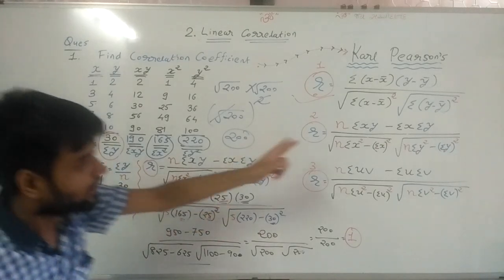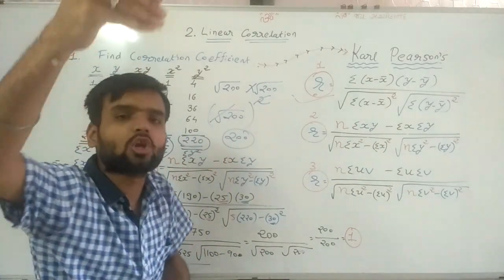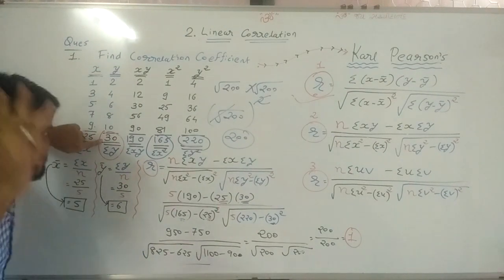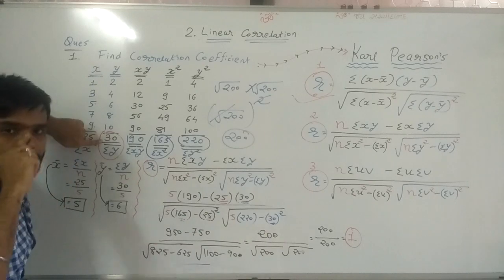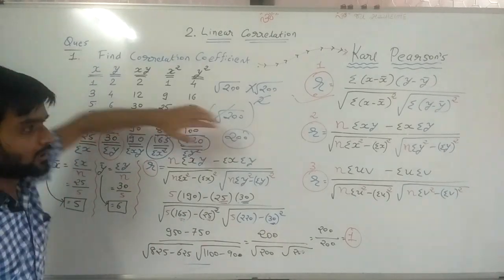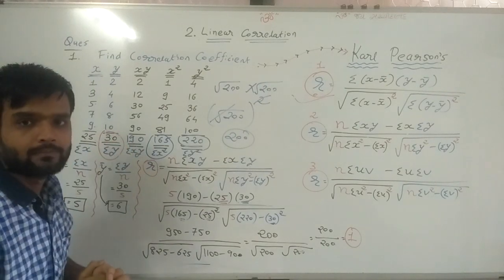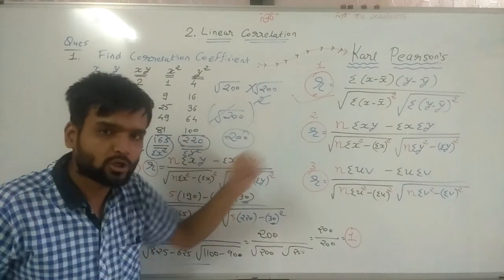Same way, sigma y. We need sigma y also. So, make the total of column y. So, y total is 30. So, sigma y is equal to 30. So, the numerator amount we have already found. Now, see the denominator. What about the denominator?